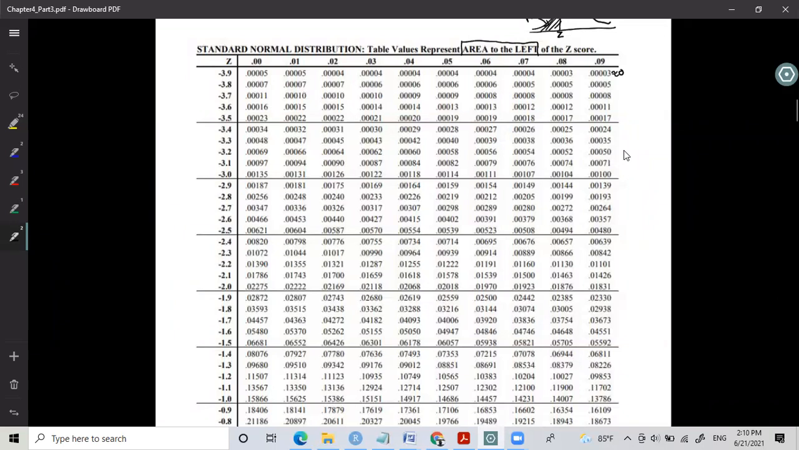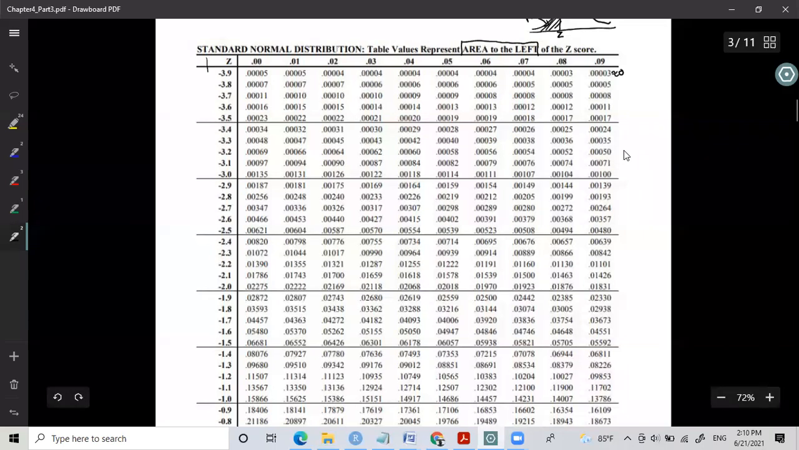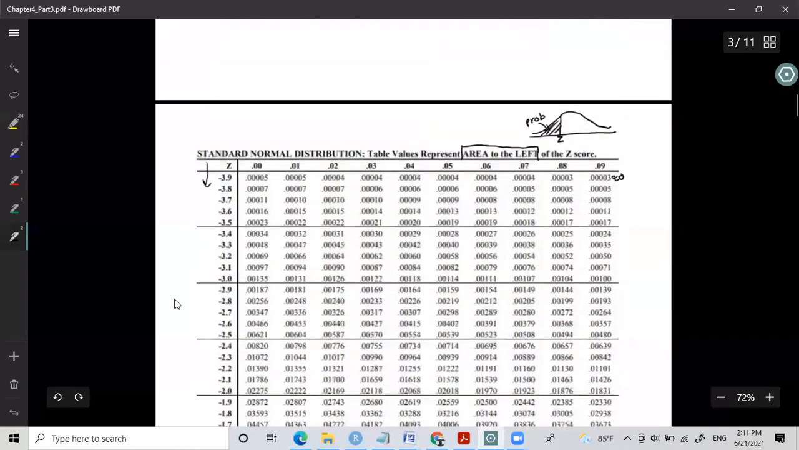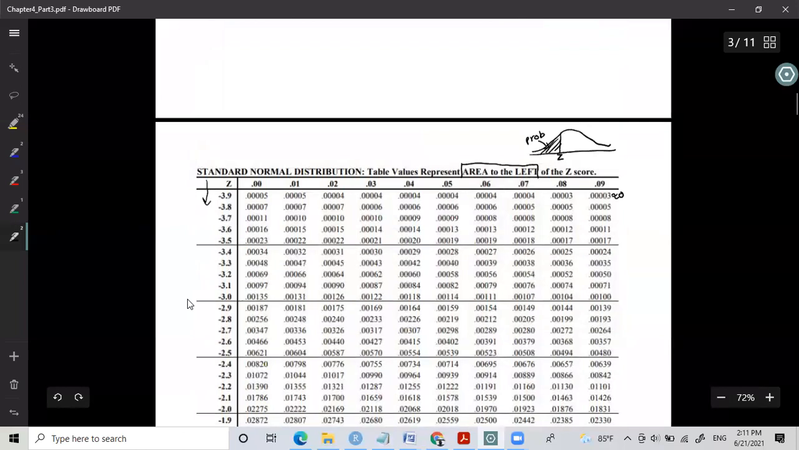So what do you see? In the first column, you see Z. These are the Z values, the negative Z values up to the first decimal place, from negative 3.9 up to 0. If you look at the very first row, you have 0.00, 0.01, and so on. These are the second decimal places that you see in the very first row.